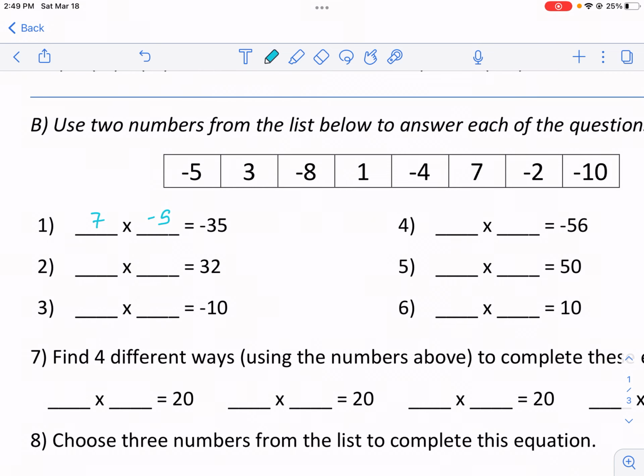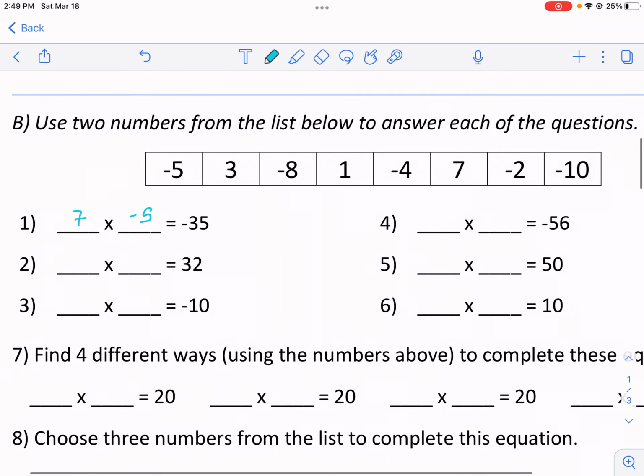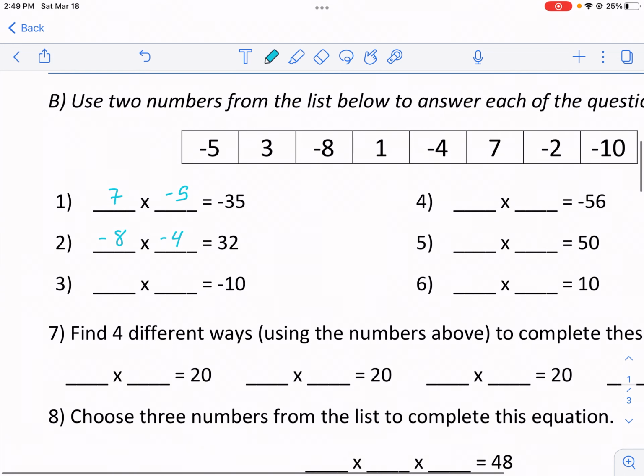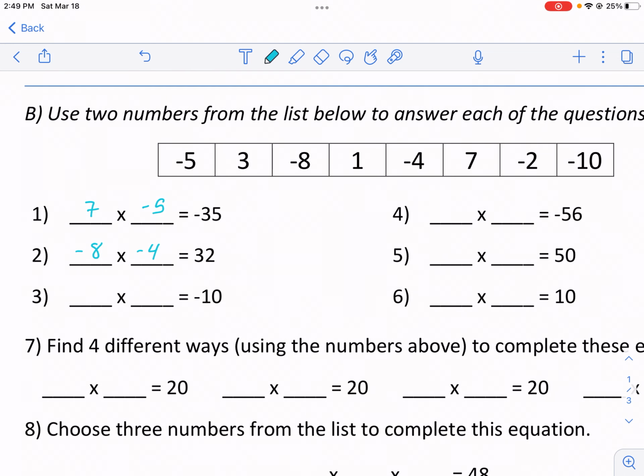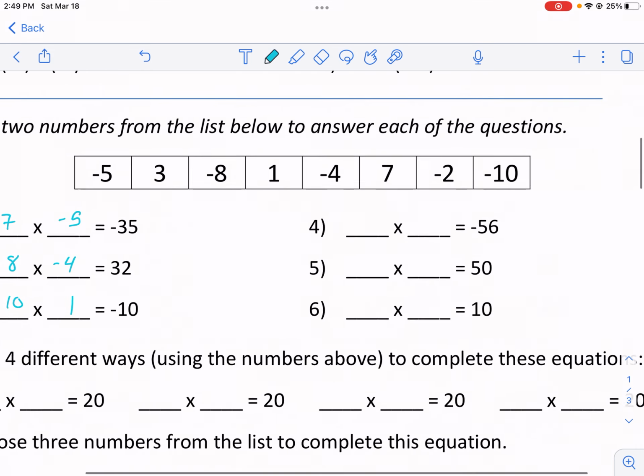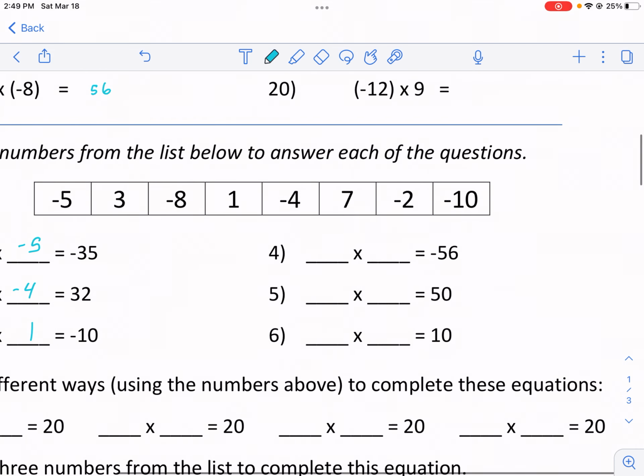Now we have positive 32. The only numbers that give us 32 are 8 and 4. But there's two negatives, so we're just going to have to use the two negatives. That will work. Also, negative times negative is equal to a positive. Negative 10. We could actually do negative 10 times 1 for that one. And then number 4, negative 56. This section's actually not that bad. Negative 8 times 7.